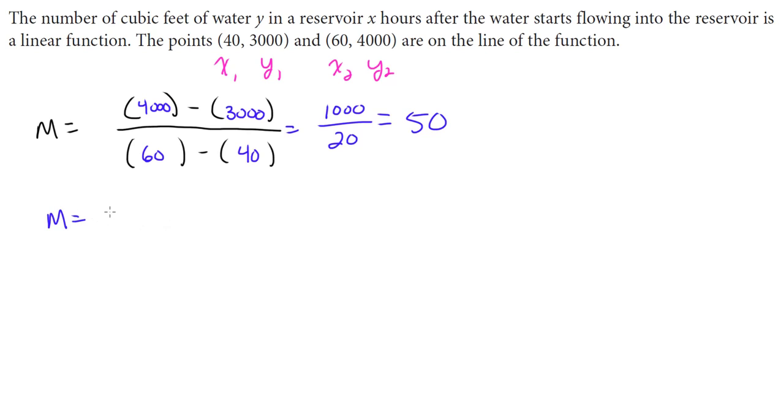So the slope of this line is 50, which again, as a fraction, that would be 50 over 1, and it's positive, so this is up 50, right 1. So let's interpret that. So knowing that our y value is cubic feet of water, and our x value is hours, what does this tell us? Well, the amount of water in the reservoir is increasing by a rate of 50 cubic feet of water for every hour.